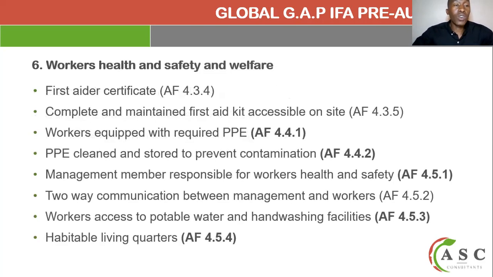All right, now let's have a look at our last topic, which deals with workers' health, safety and welfare. First things first, the first aider certificate must be available. It is a Global G.A.P. requirement that for each group of 50 workers, at least one person must be trained with regards to first aid, and that person must have this particular first aid certificate.